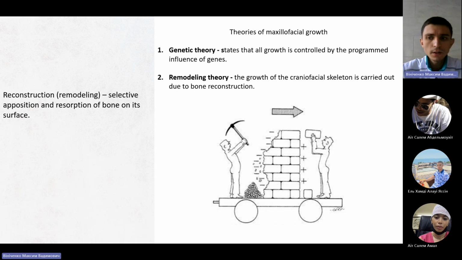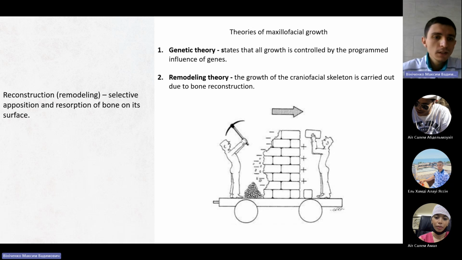So, there are two theories of maxillofacial growth. First of them is the genetic theory. It states that all growth is controlled by the programmed influence of genes. And the second theory is a remodeling theory. The growth of the craniofacial skeleton is carried out due to bone reconstruction.